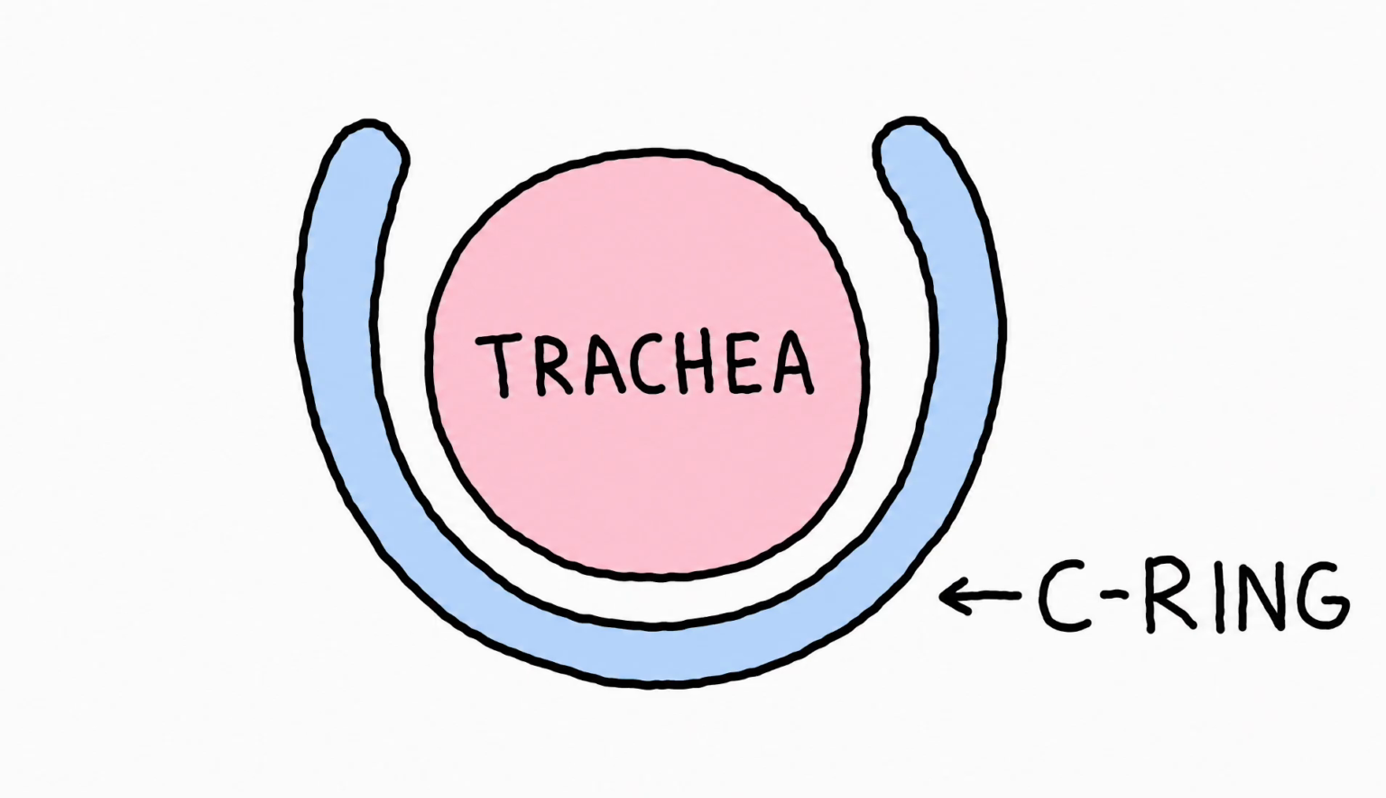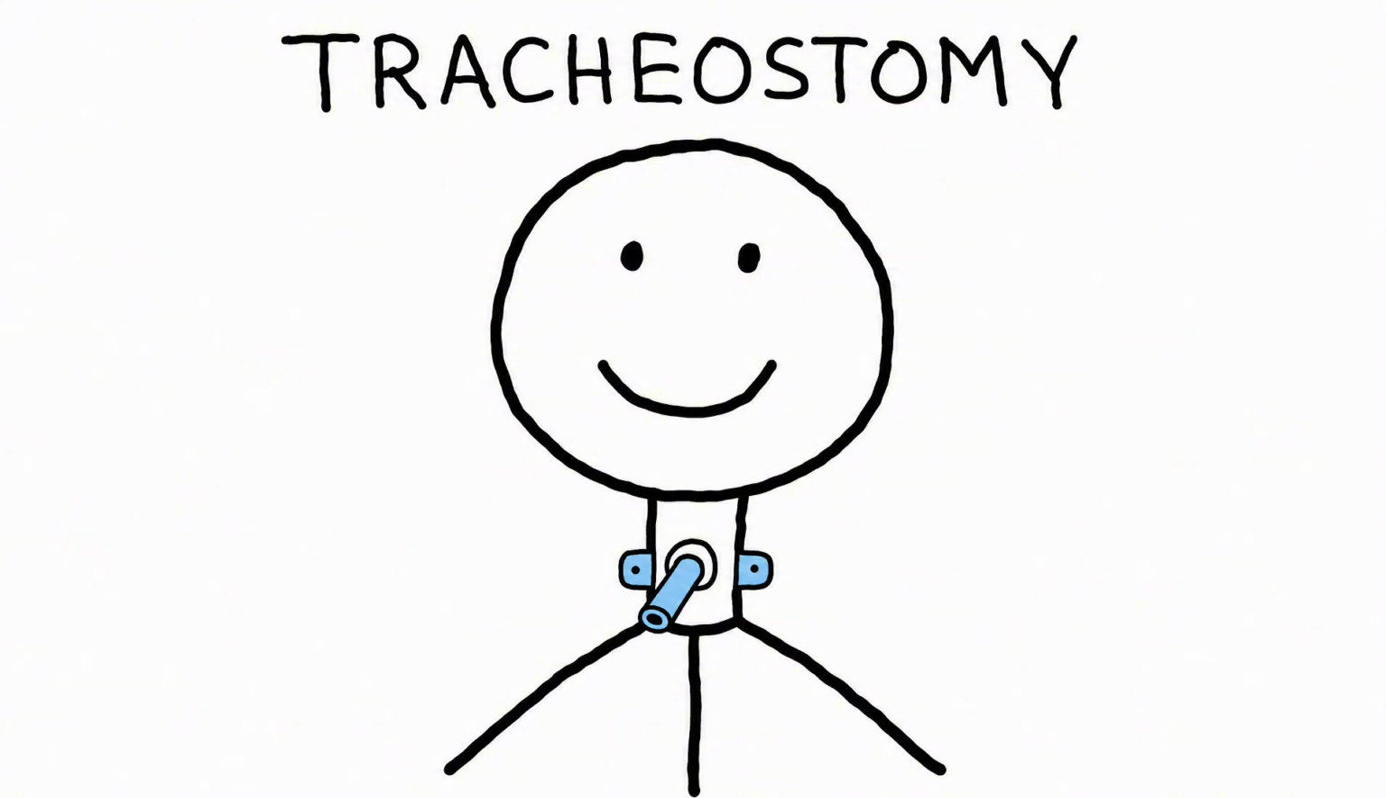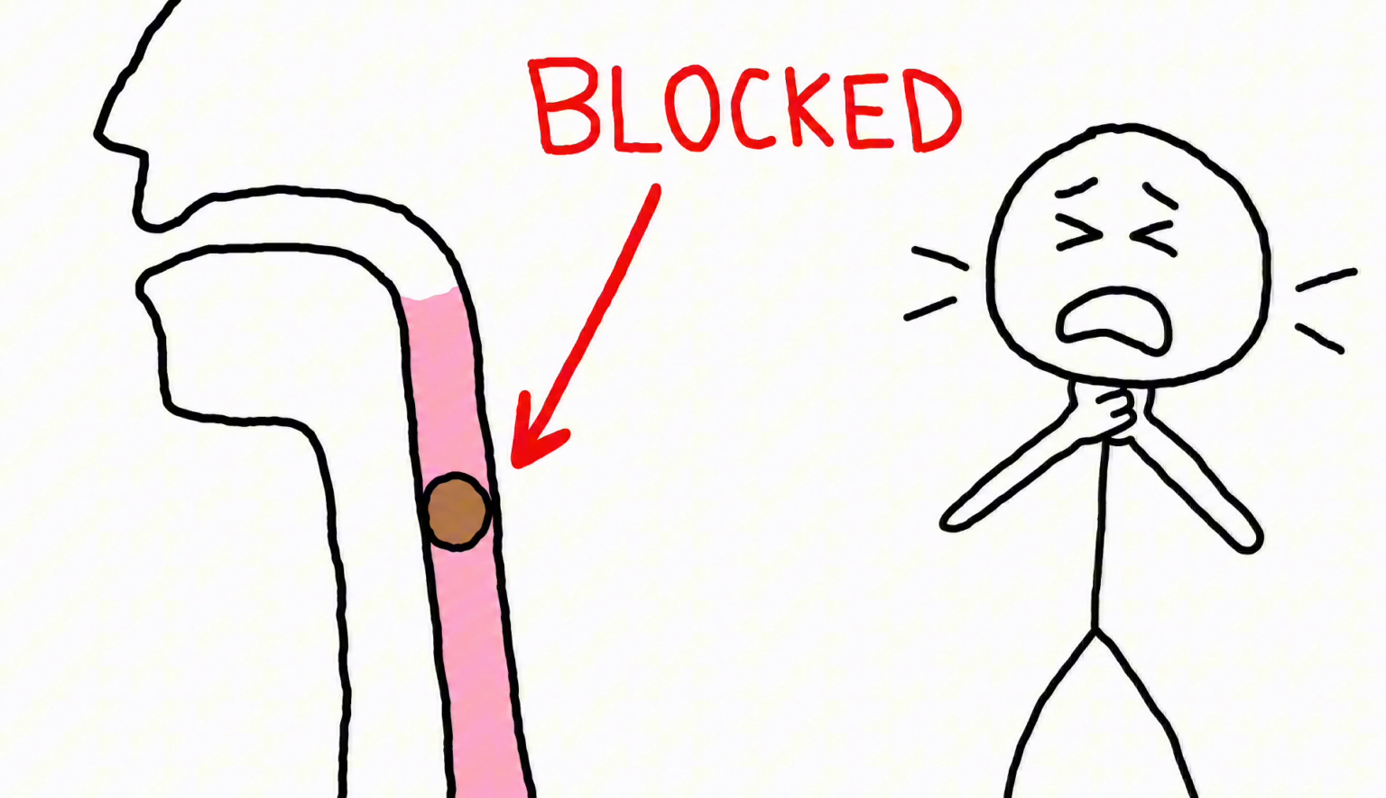So here's a cross section of the trachea to show the C rings of hyaline cartilage to keep it open, and the pseudostratified ciliated columnar epithelial tissue that lines the lumen. A tracheostomy is a procedure that cuts an opening in the trachea to insert a tube for air exchange. This is done, for example, if an object is lodged in the larynx or the trachea.